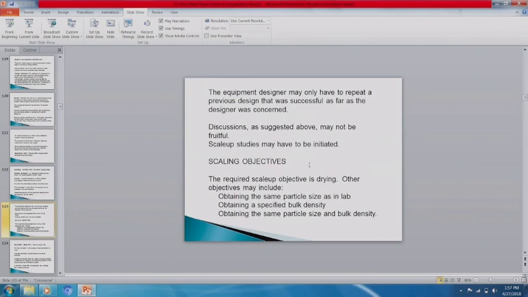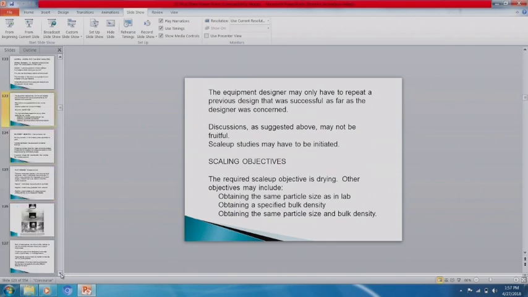Well, scaling objectives are kind of tough here because here you have drying. That's one thing you've got to do. Spray drying obviously involves drying. The next thing is you tack on that you want to have the same particle size as you dry that you had in the lab. And then you tack on the same bulk density. Or you just want to keep bulk density the same and dry. Or you may want to keep the particle size the same and the bulk density the same. So these are many, many different variables.